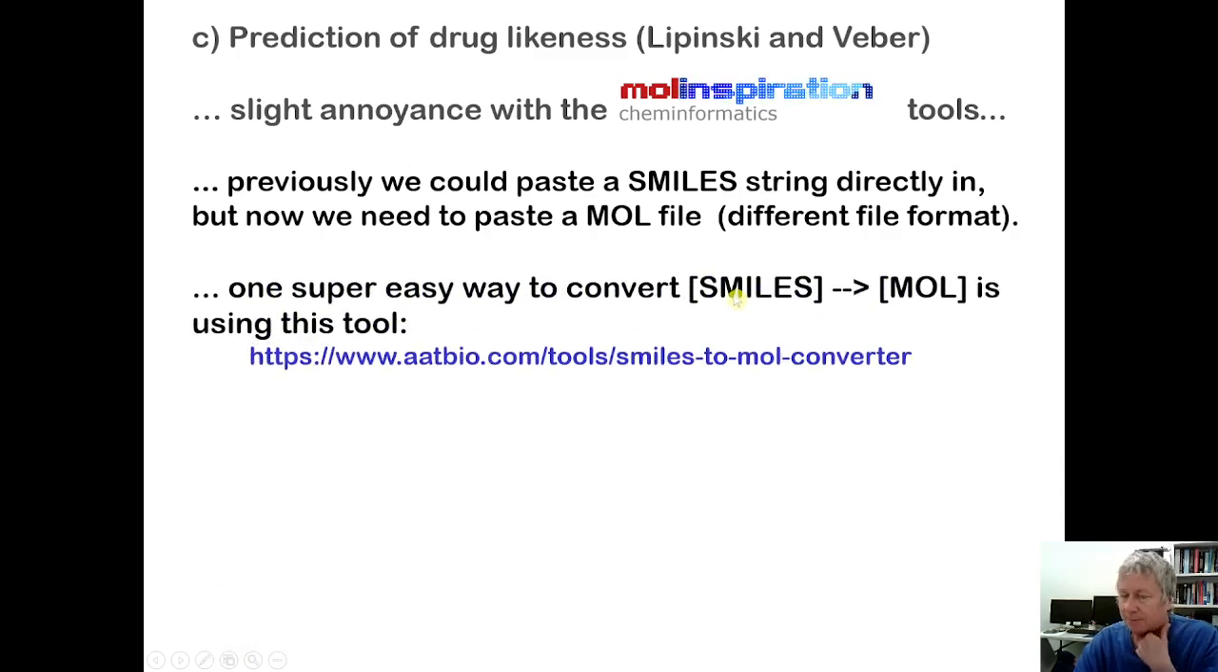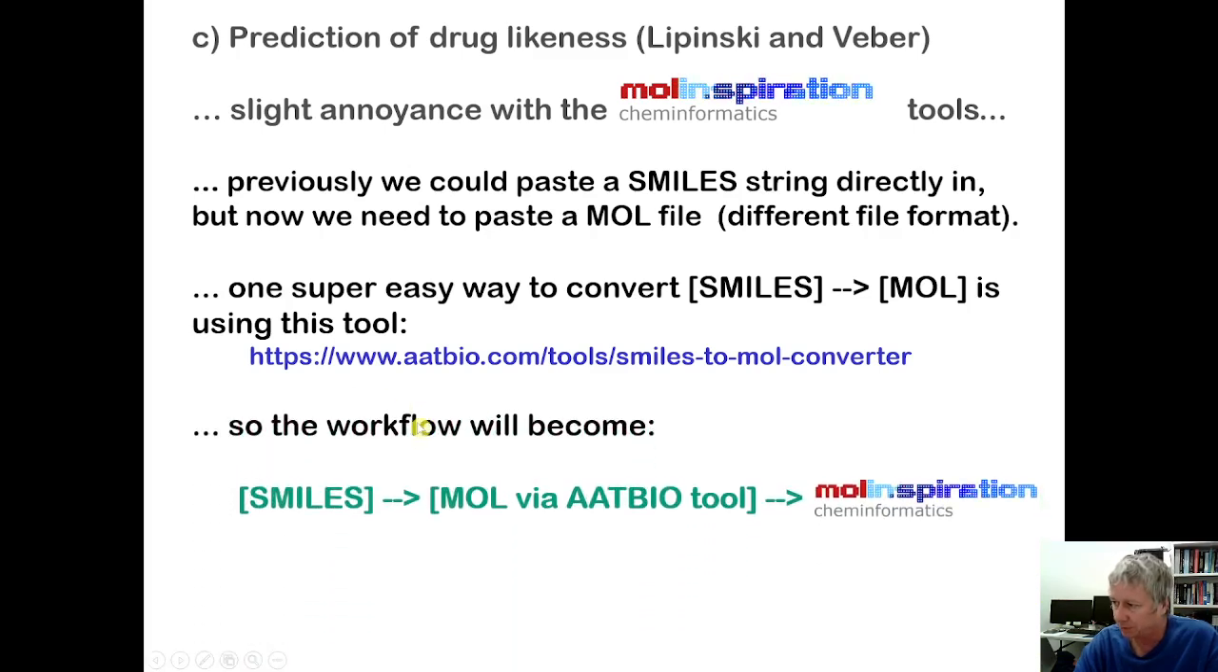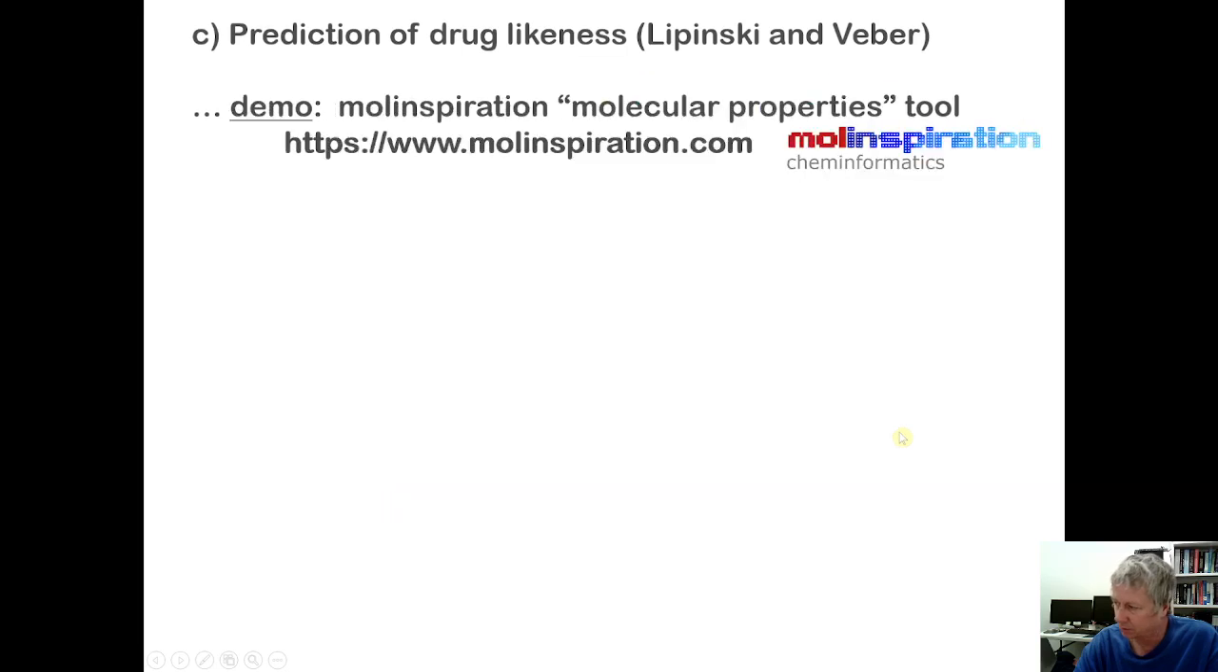And also, I found a great tool for that purpose. From going from smiles to a mole file, you just copy and paste it from one tool to another, and then you get the mole file, and then we can go from there. Okay, so we have a workflow, and it's going to be start with a smiles string, use this AAT bio website, which creates a mole file, and we can paste the mole file directly into Mole Inspiration. So it's just a little bit of copying and pasting and stuff. All right, so let's see how that works.